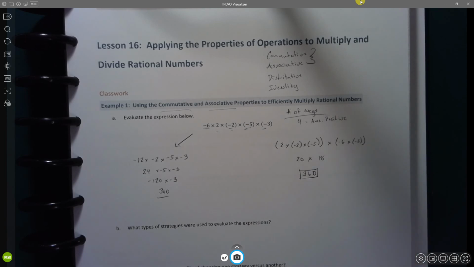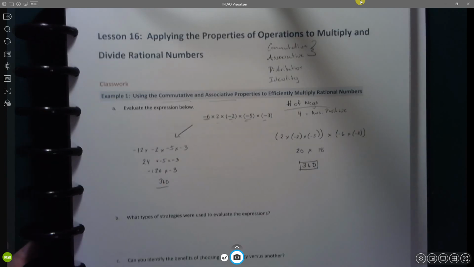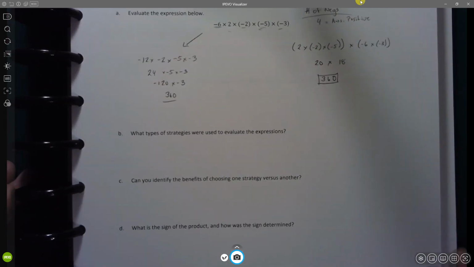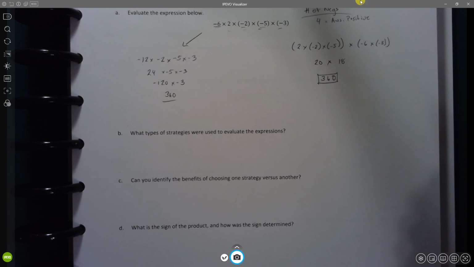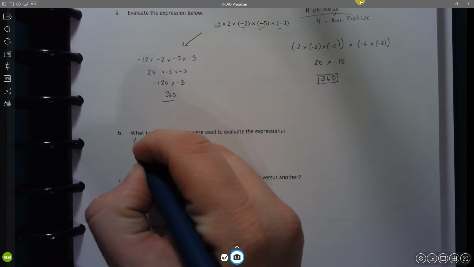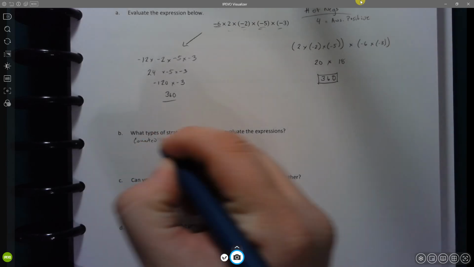Okay? So that's what they're trying to get you to understand. In this kind of situation, we can move the numbers around because it's all multiplication. And then we can regroup to try to make it easier for us to multiply and to solve. All right? So what types of strategies are used to evaluate the expressions? Well, the first thing we did was we counted our negatives.